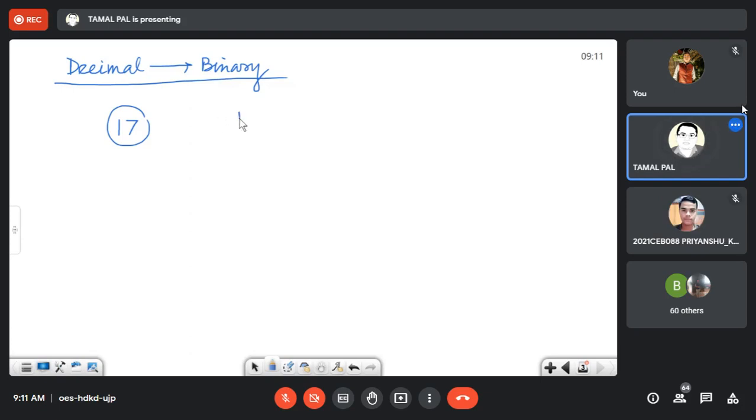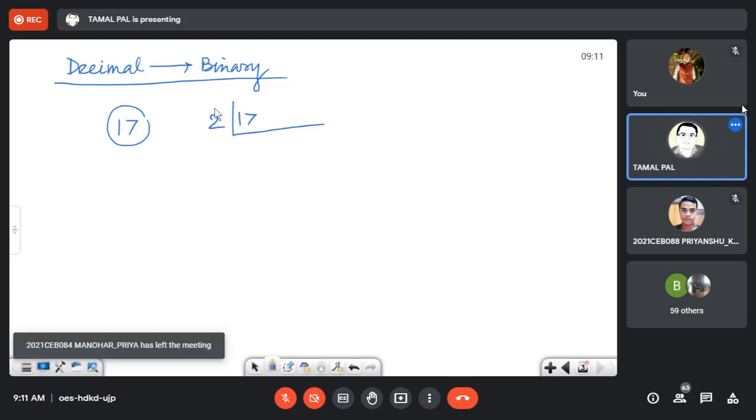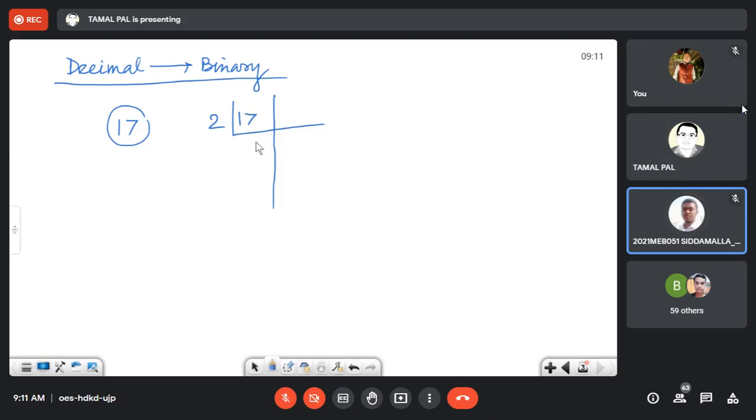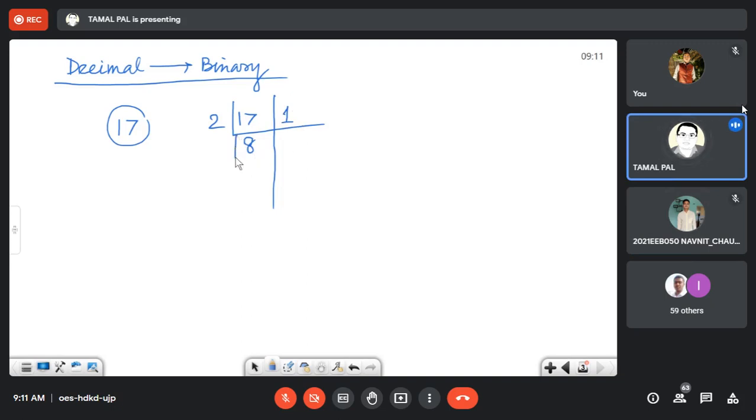The rule is that you have to divide the number by 2. Why is it 2? Because it is of base 2. And you have to store the quotient as well as the remainder here. So the quotient is 7 divided by 2. What will be the quotient? 8. The remainder is 1. Similarly, we have to do the same thing until the quotient becomes 0.